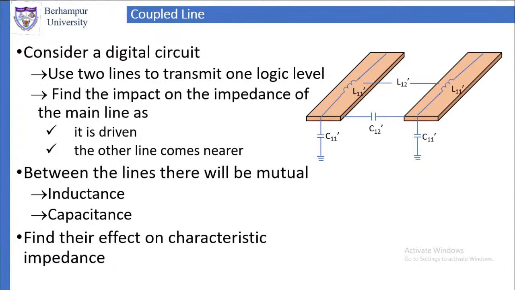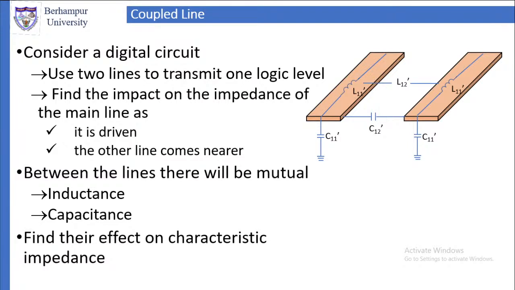Suppose the left one, the first line, is the main line. We will find out the impact on the impedance of the first line or the main line, which is also called the driven line, when we are driving the first line, and the other line, the second line, is coming nearer to the first line. So the distance between them is short. If they are closely placed, what is the effect on the impedance?